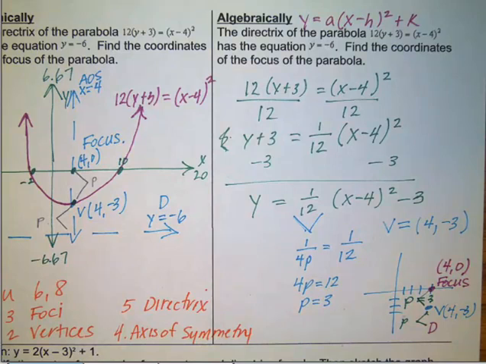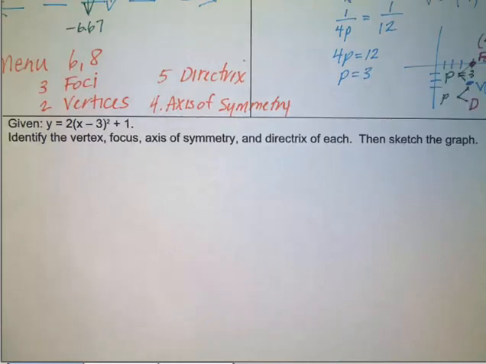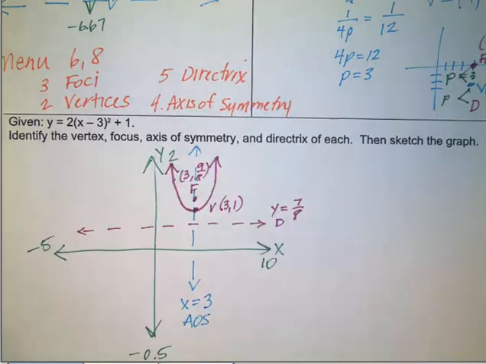And there's all my work to prove it. And on the calculator, I could have checked it. All right, last question. We are given an equation, and it's in vertex form. How nice. We need to identify the vertex, the focus, the axis of symmetry, and the directrix of each. And then we need to sketch it. So why don't you pause the video, practice on your calculator like the one above, and we will go over it when you're ready. All right, this should be what it looks like.